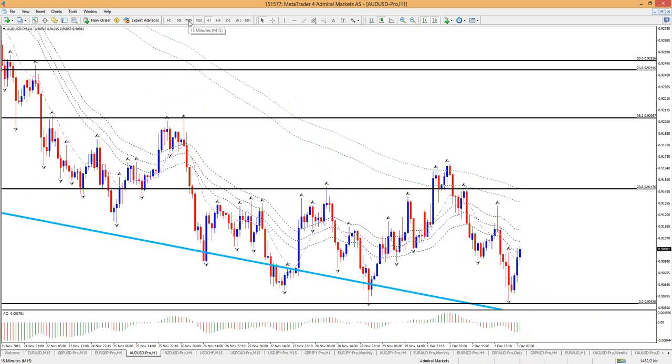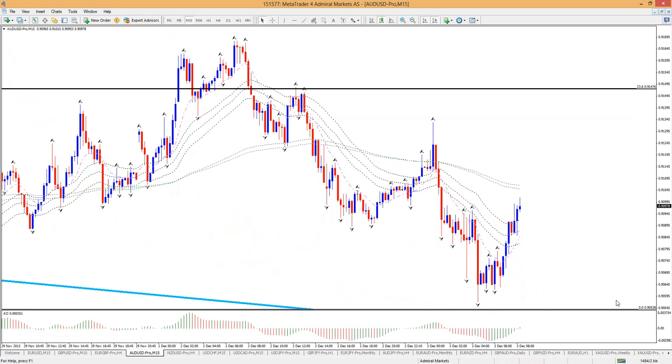In this case, the band is pointed to the downside, so let's take a look at the 15. As you can see, the 15 price is also trending down. The trend is down, but price is moving up on this AUD/USD 15.